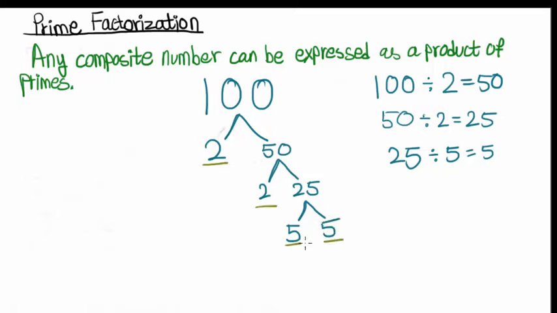One way to write the prime factorization for the number 100 is to simply write down 2 times 2 times 5 times 5. Another way is to simply use exponents and write this as 2 to the power of 2 times 5 to the power of 2. This right here is the prime factorization for the number 100.